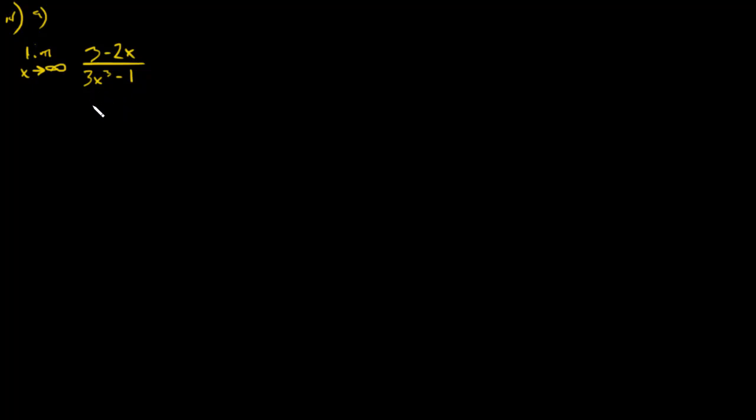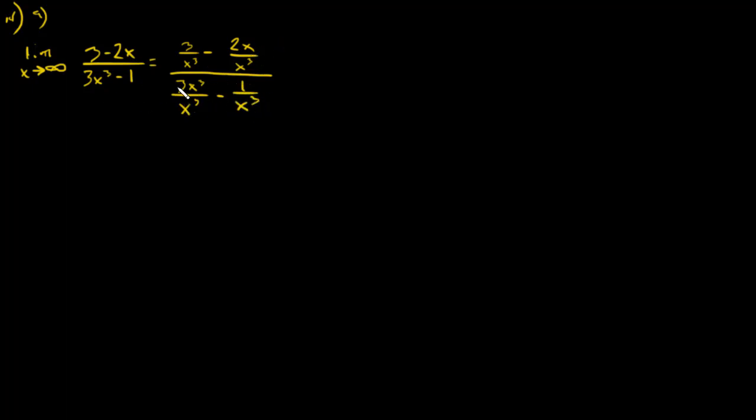Okay, so based on what I said in the previous one, what happens when I have a power that is higher in the bottom? Well, when I divide everything by that power, the only thing that's going to survive is whatever this bottom coefficient is. Everything else is going to go to 0, so it should be 0. Let's see if that works. So I'm going to have 3 over x cubed minus 2x over x cubed over 3x cubed over x cubed minus 1 over x cubed.